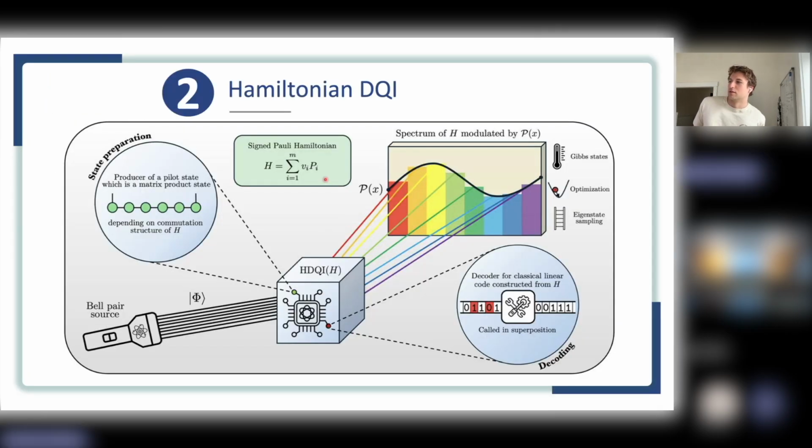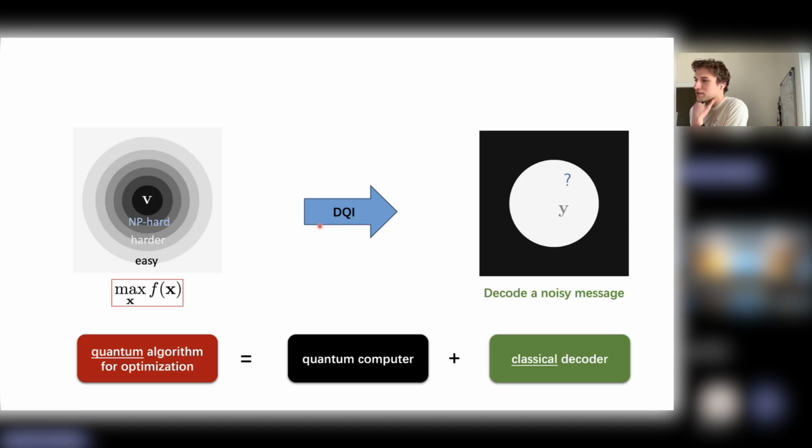If not, I'll move on to the actual content of this paper, which is how we generalize this to act on Hamiltonians. There's a fancy figure visualizing our algorithm, but let me first explain it in simpler terms. What I've shown you so far is how to reduce classical optimization to classical decoding.